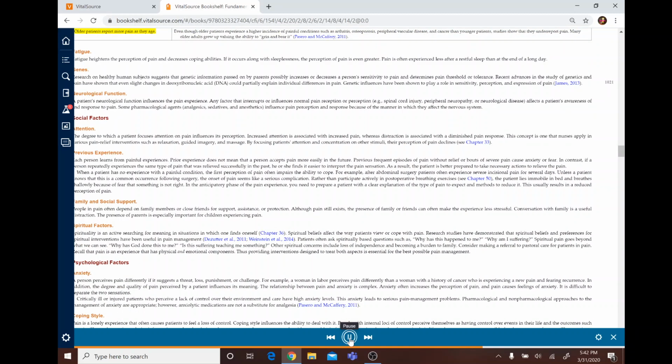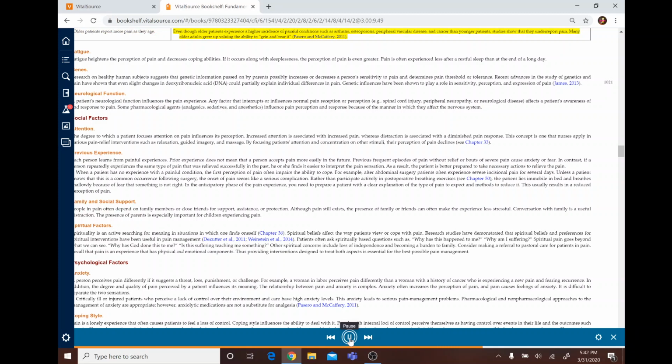Misconception: older patients report more pain as they age. Correction: even though older patients experience a higher incidence of painful conditions such as arthritis, osteoporosis, peripheral vascular disease, and cancer than younger patients, studies show that they underreport pain. Many older adults grew up valuing the ability to grin and bear it (Passero and McCaffrey, 2011).